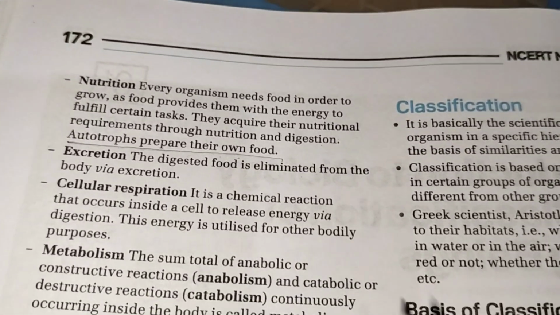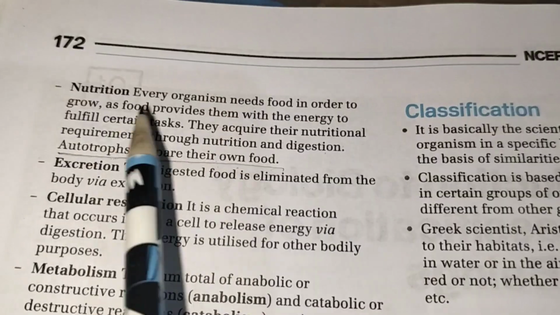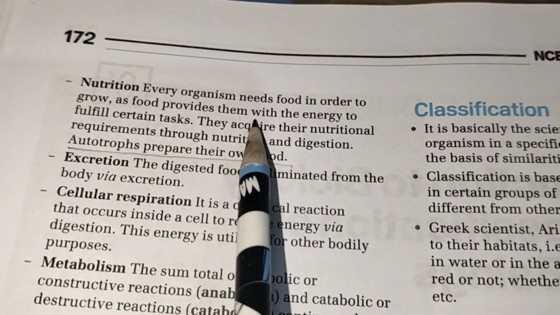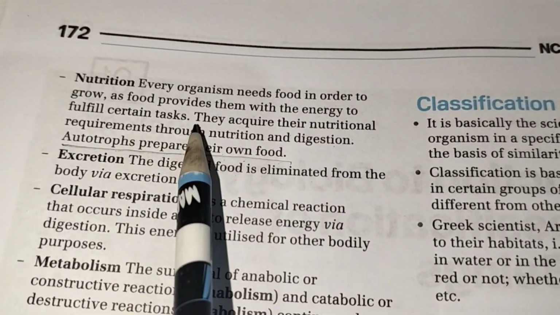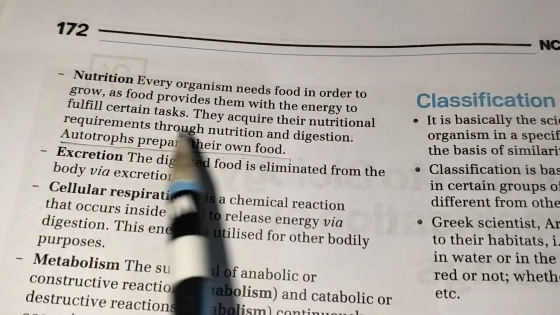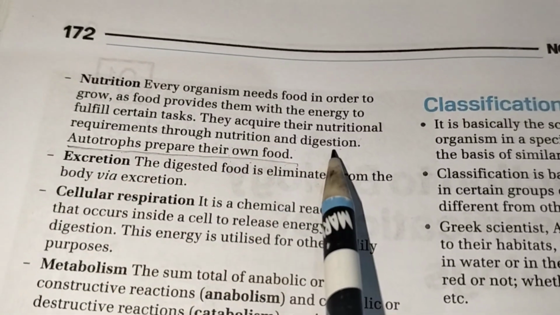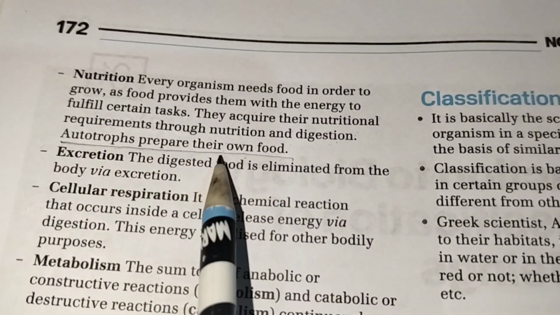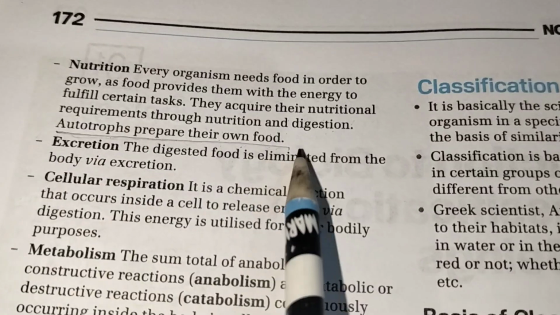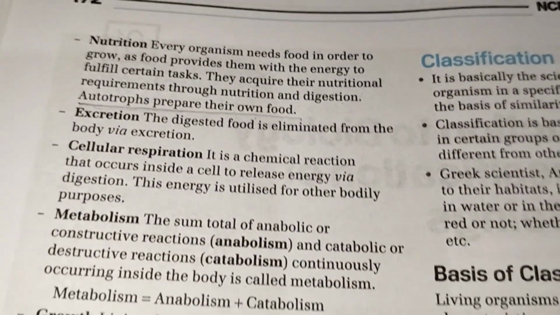Next one is nutrition. Every organism needs food in order to grow, as food provides them with energy to fulfill certain tasks. They acquire their nutritional requirements through nutrition and digestion. Autotrophs prepare their own food. So I have just marked it out. You can just mark it as an important point.